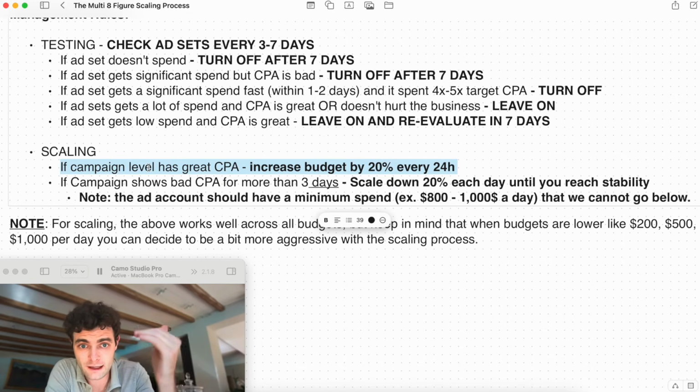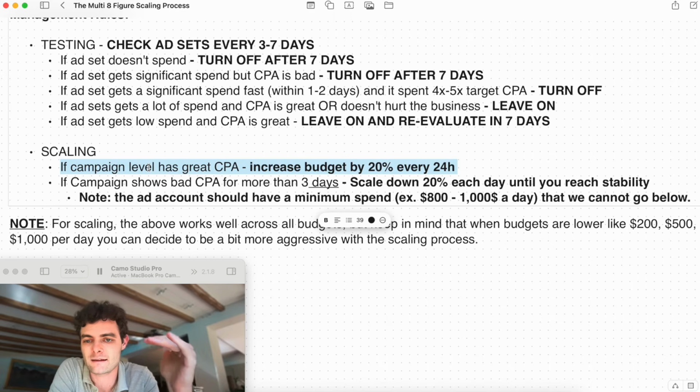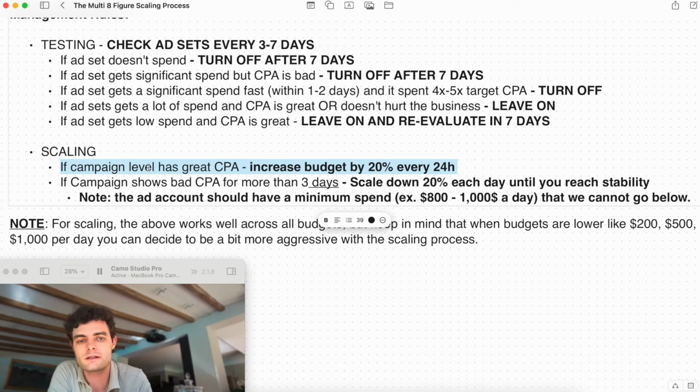Just every day that goes by, try to increase it by 20%. It's profitable. After you do it again, do it again, and still you see like there's stagnation. If there's stagnation for, I would say, like 2 to 3 days where it's just not profitable at that budget, decrease the budget down by 20% each day until you reach the stability again.